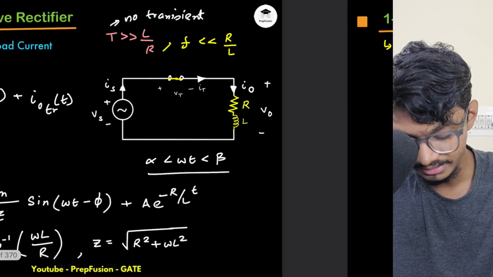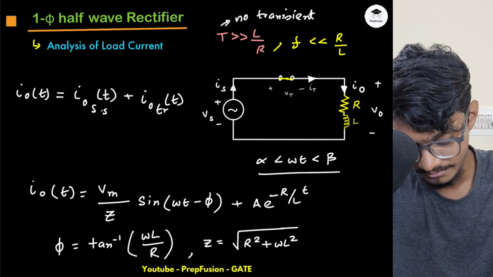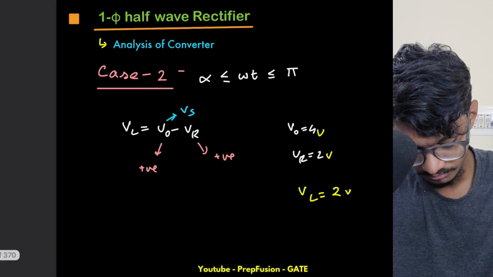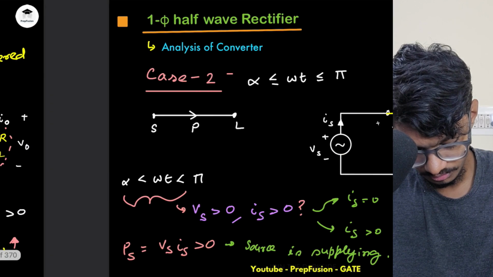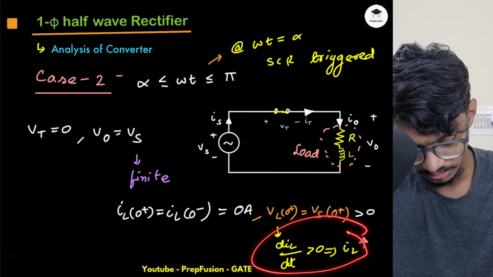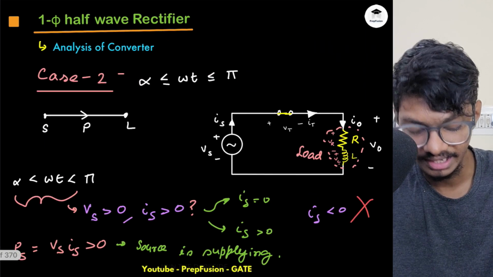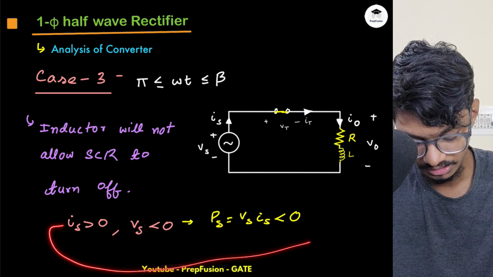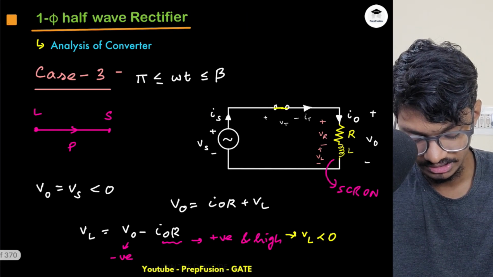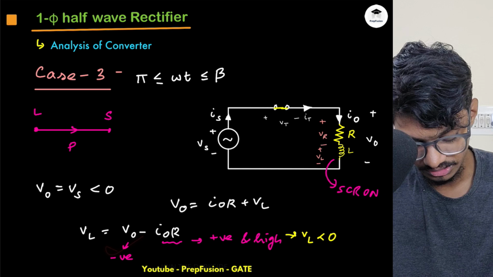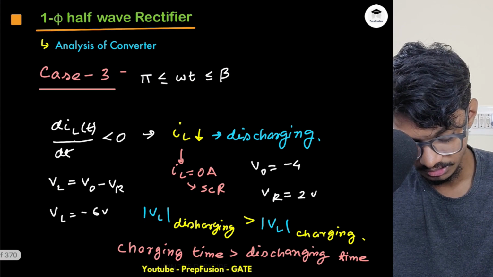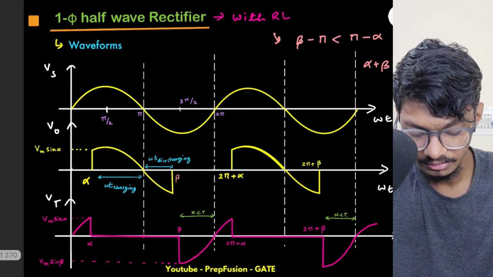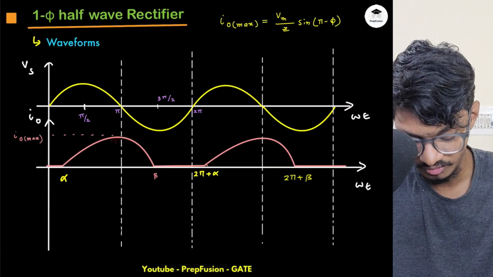So just before pi, what is happening? From alpha to pi, IL is increasing, the inductor current is increasing. Just after pi, what is happening? The overall power is negative, which means the inductor is supplying. The voltage across the inductor is some negative value, which means my IL is reducing, because it is discharging. So just after pi it will reduce, and just before pi it will keep on increasing.